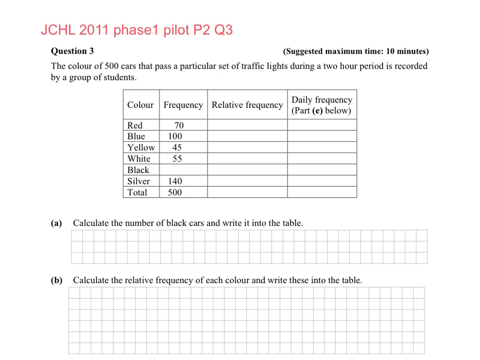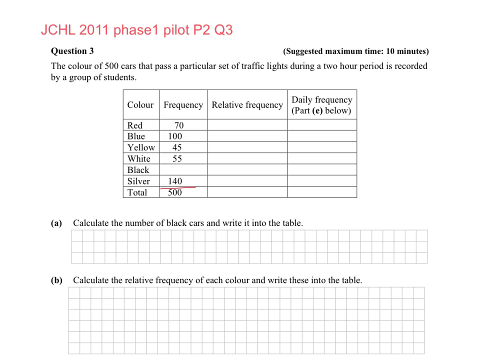Junior Cycle Higher Level 2011 Phase 1 Pilot, Paper 2, Question 3. So this is a probability question, and we have 500 cars of different colours. We don't know how many blacks there are. There's 500 in total.